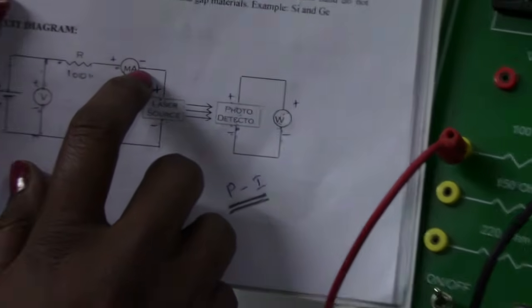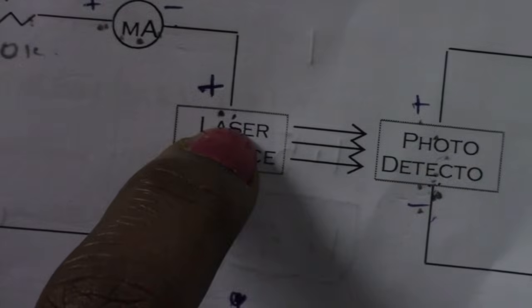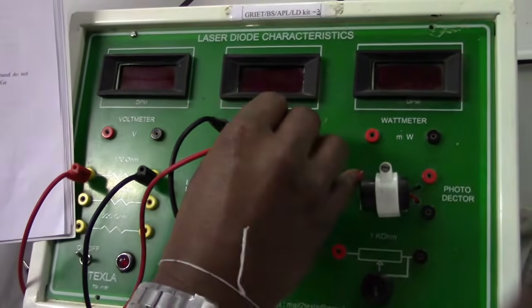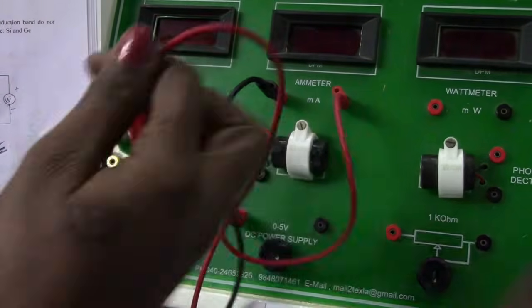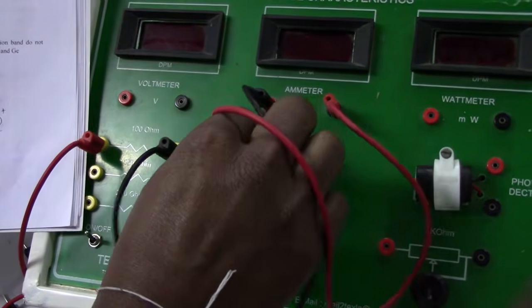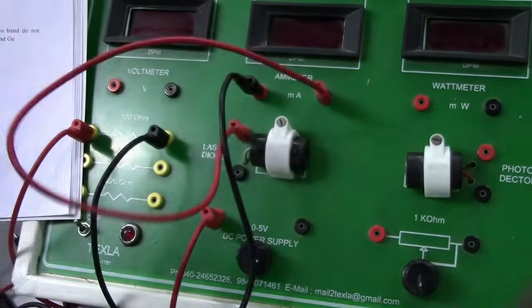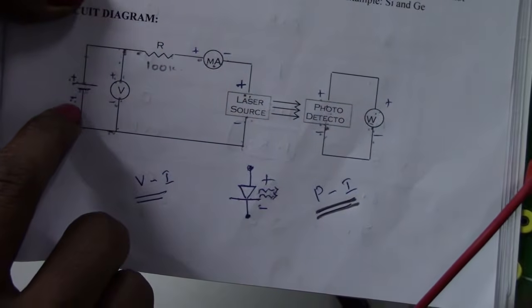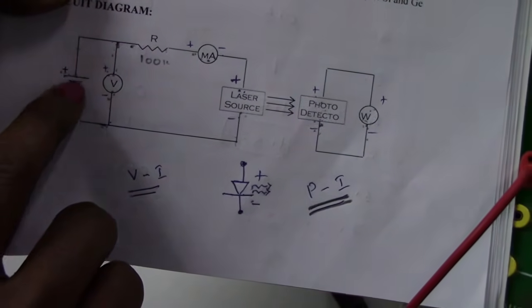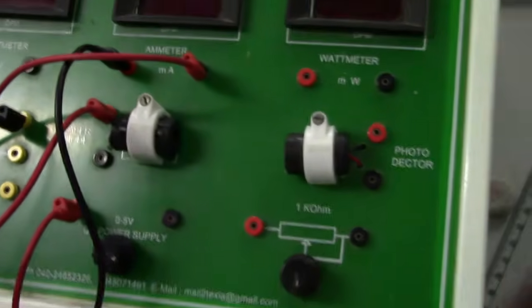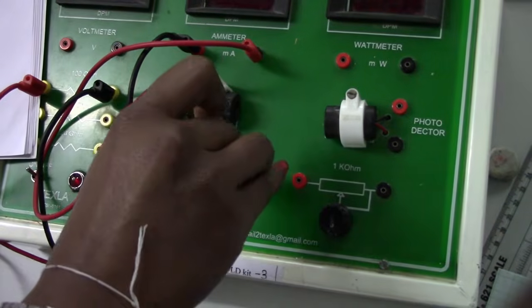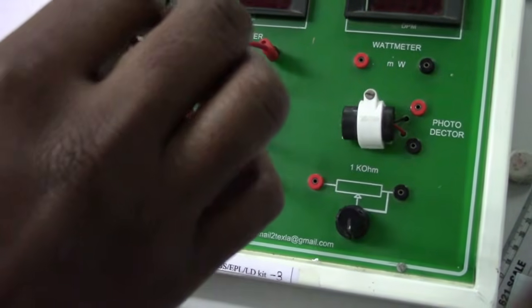Coming to the third one, milliammeter negative is coming to laser diode positive. These are our laser terminals. The negative of the milliammeter is coming to the positive of our laser diode. Now from the negative terminal of our laser diode, I am closing the circuit to the negative terminal of our DC battery eliminator. So this is the first part of our connection.